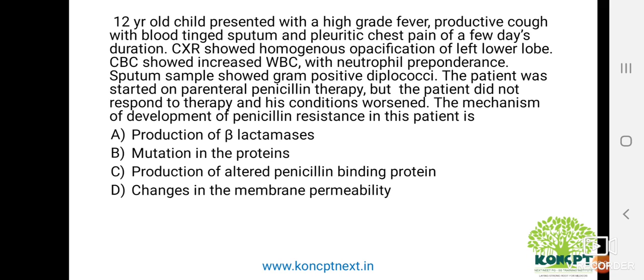The mechanism of development of penicillin resistance in this patient is, so coming to step 1, fever, productive cough, blood-tinged sputum, chest X-ray showing opacification with neutrophilic predominance, it is pneumonia. Sputum showing gram-positive diplococci, so it is probably Streptococcus pneumoniae. Step 3, applying our fact on the mechanism of penicillin resistance. The answer is production of altered penicillin binding protein.